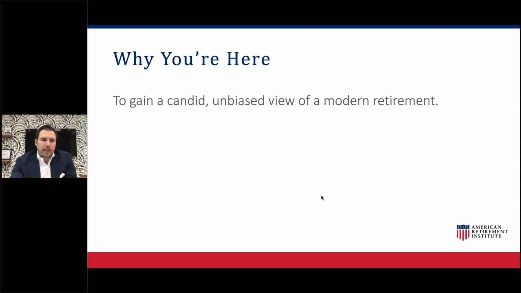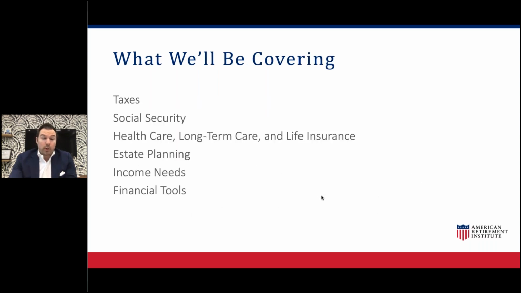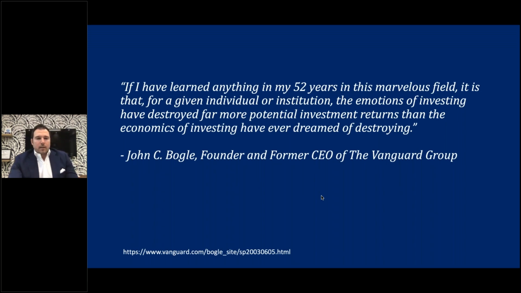While you're here, to get a candid, unbiased view of modern retirement, what will we be covering? Well, in your PDF and workbooks, there are a bunch of different chapters. Taxes, we're going to start off with first. Then Social Security, insurances, healthcare, long-term care, life insurance, estate planning, income needs, and financial tools. And again, I'm going to try to condense this presentation from what is normally 2 hours down to about an hour to an hour and 15 minutes.